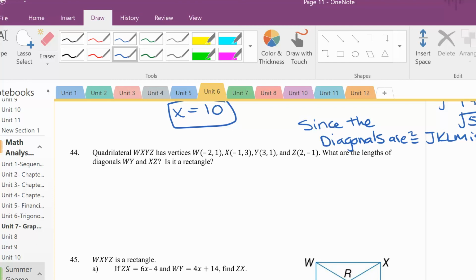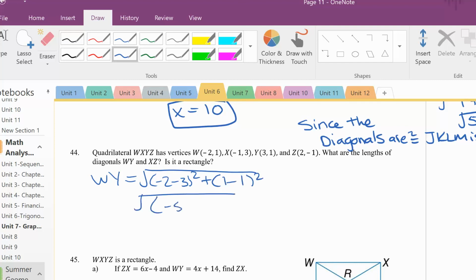All right, so here's the next question. Quadrilateral WXYZ has vertices, and it gives you the vertices. What are the lengths of the diagonals, and then is it a rectangle? So WY, you gotta find using -2 minus 3 squared plus 1 minus 1 squared. So it's -5 squared plus 0 squared. So 25 plus 0, square root of 25 is 5.